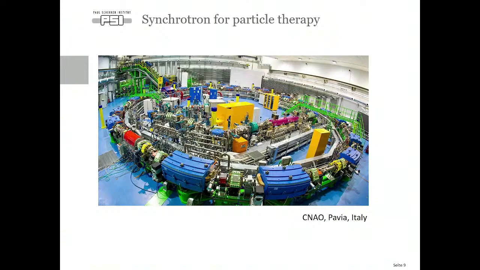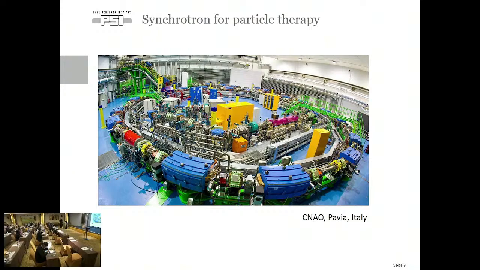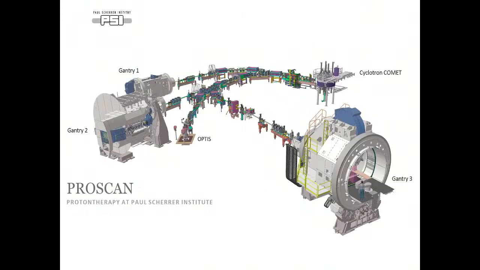It's also possible to do particle therapy with synchrotrons. This is a facility in the north of Italy next to Milan, which is sort of a spin-off from CERN. The people that have built this facility, they were at CERN before. But you see already the big difference is that you need more space for a synchrotron. And if you think about clinical facilities, space in a hospital is always an issue. So this is why mostly cyclotrons are preferred for proton therapy.